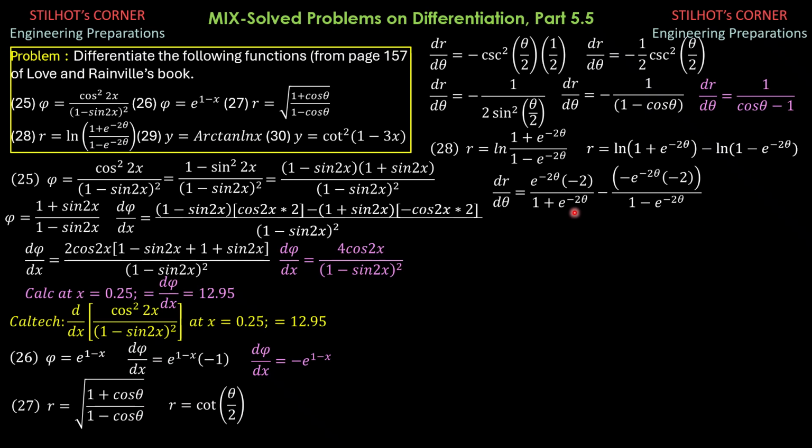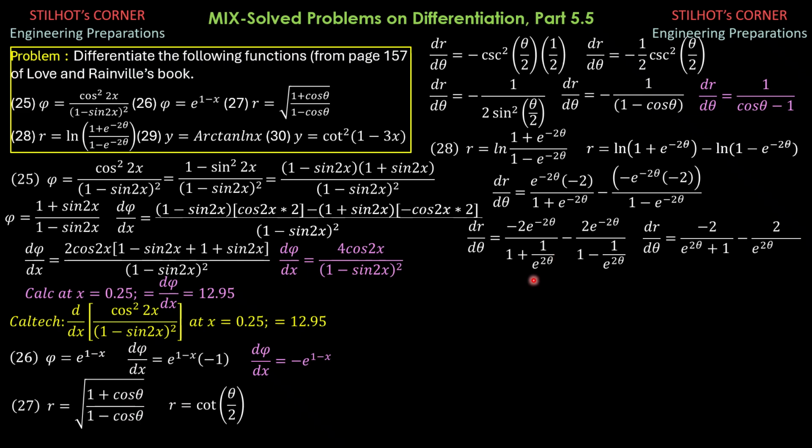Simplifying and rewriting this e to the negative 2 theta as 1 over e to the positive 2 theta. Same is true here. Then we have dr d theta is negative 2 e to the negative 2 theta over 1 plus 1 over e to the 2 theta minus, positive 2 e to the negative 2 theta over 1 minus 1 over e to the 2 theta. We then write this as negative 2 e to the negative 2 theta over e to the 2 theta plus 1 over e to the 2 theta.